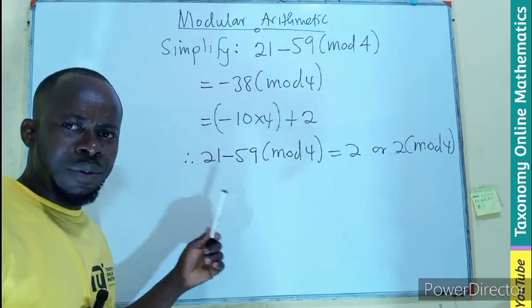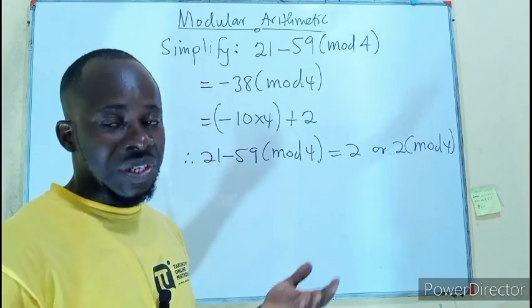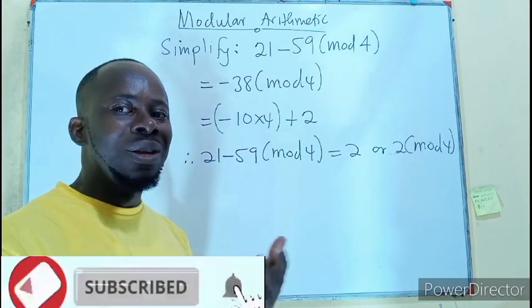So I guess with these two methods, you'll be able to deal with subtractions of modulo that will lead to a negative integer.